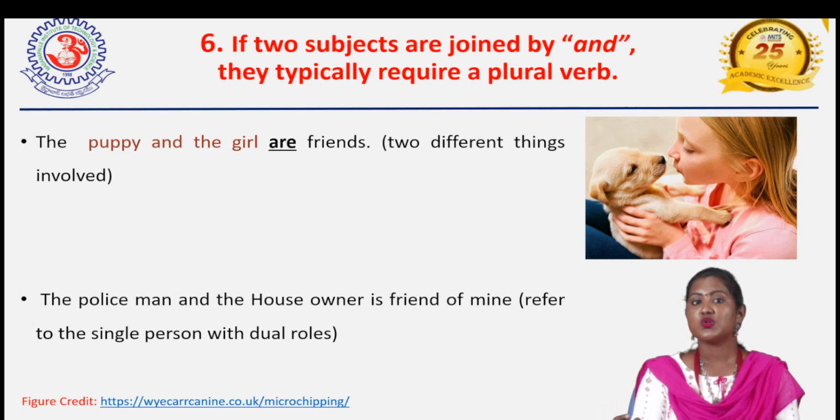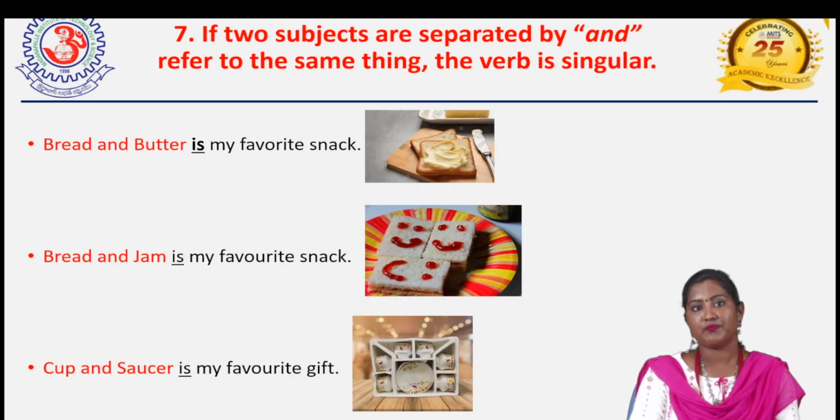That's it. So we should not get confused between the verb are and is. If it is are, it is meant for two different things. If it is is, it is meant for a single reference, but maybe with dual roles sometimes. We'll move to the seventh one.